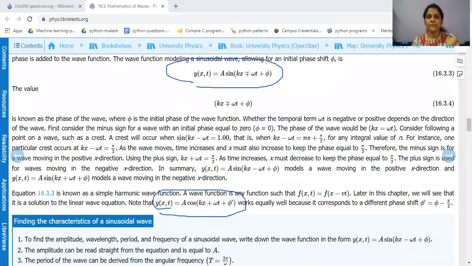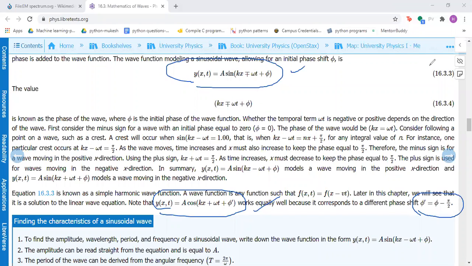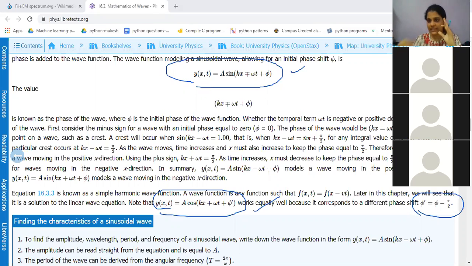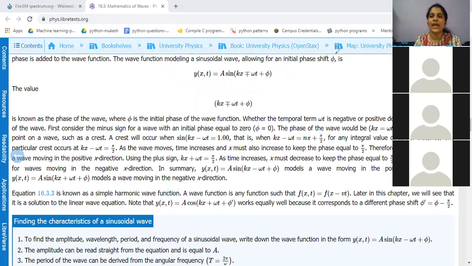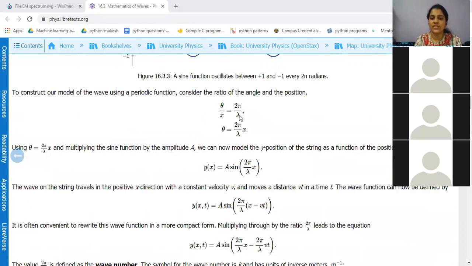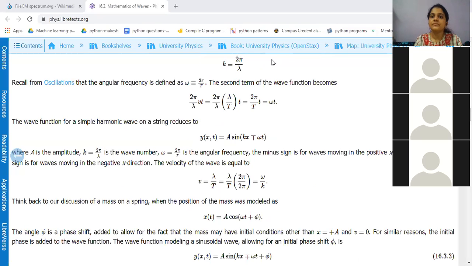Okay, fine. So you can see this is the sine equation. This is the cos equation where instead of phi, I will write phi dash, and this phi dash is nothing but phi minus pi by 2. So when you use cos instead of sine, you have to keep that 90 minus thing also in mind. Again students, this is a little bit extra information. As I already told, all you have to know is this main equation. So this was a little bit about wave equations.